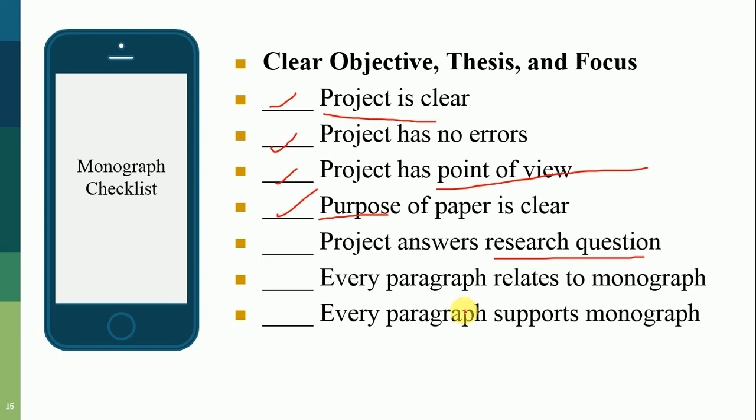Every paragraph relates to monograph. The paragraphs that you have used about a topic in a monograph are related to one another. It means there is coherence among the paragraphs. If they are not related, do not check it. Suppose it's not related, don't check it. Go and make coherence and then check it.